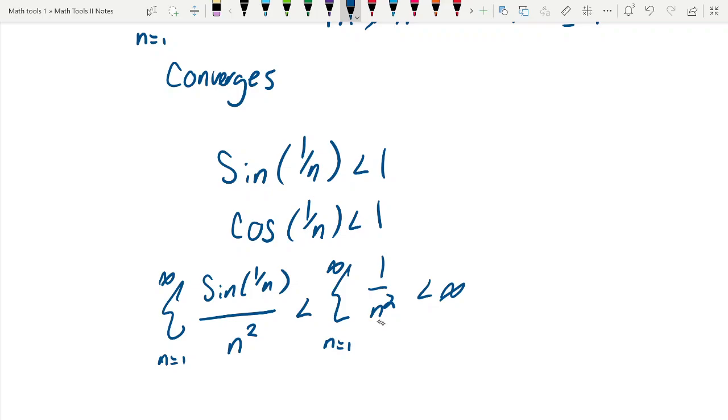So often, again, we just really want to be familiar with those p-series because that's usually what we're going to compare to.